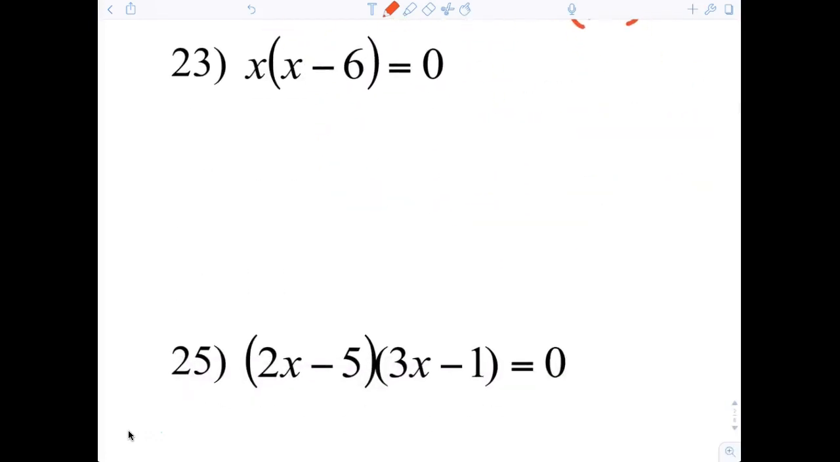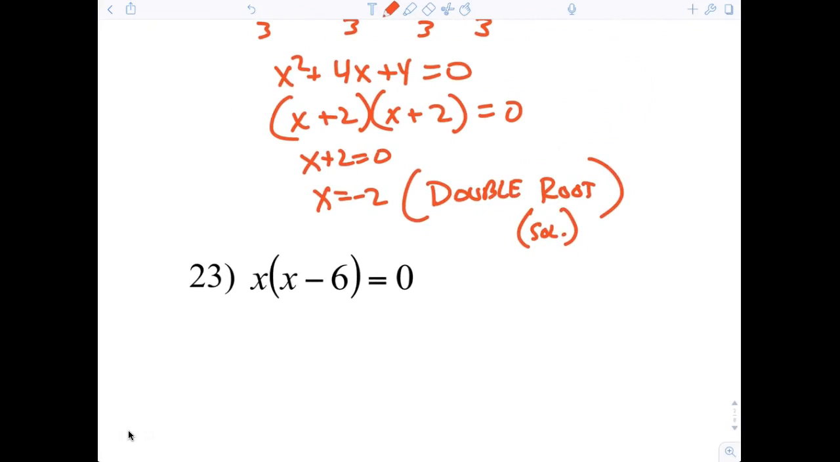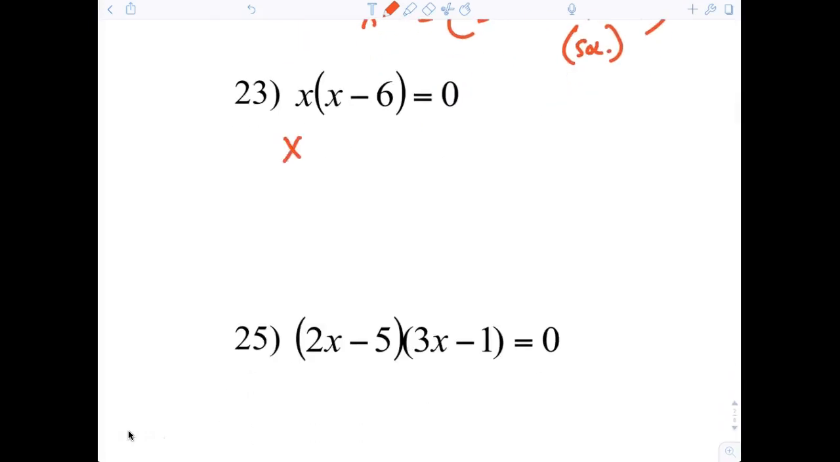What's nice about 23? Go back up. Why is it easy? Because it's really small. Because it's already factored: x equals 0 and x minus 6 equals 0. It is already factored, so you set the factors equal to 0. So x equals 0, or x is equal to what? 6. That's it.